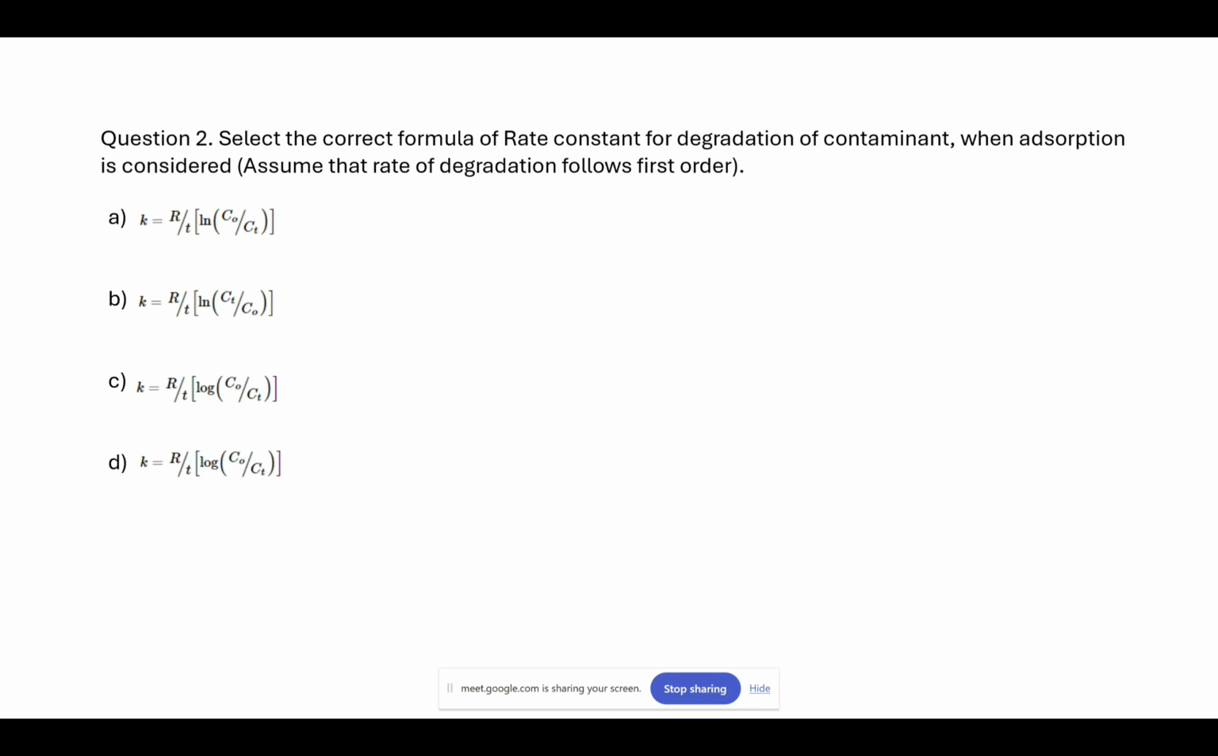Now let's go to question number 2. The question is: select the correct formula of rate constant for degradation of contaminant when adsorption is considered. Assume the rate of degradation follows first order. So we have to find out which of the four formulas given is correct for the rate constant when only adsorption is taking place. There is no advection to be considered. So again, I will give you all 4 minutes. Just take your time, write the option in the chat box, and then we will discuss.